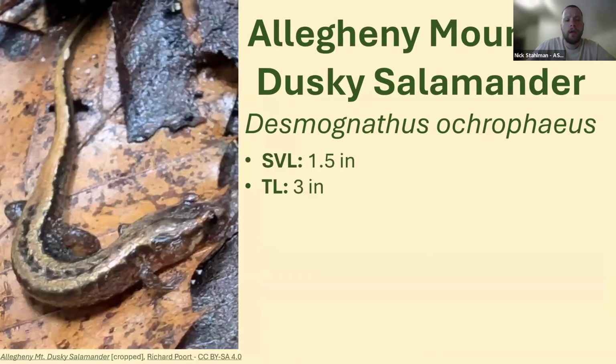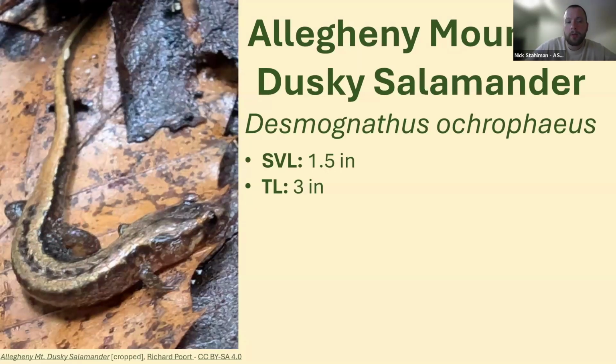This one, it's a very short salamander. It's about a half an inch shorter than the northern dusky on both the SVL and the TL. So that doesn't sound like a lot, but when it comes to salamanders, it's a decent amount. The other thing with desmogs, this one will also have a forelimb that is smaller than the hind limb.